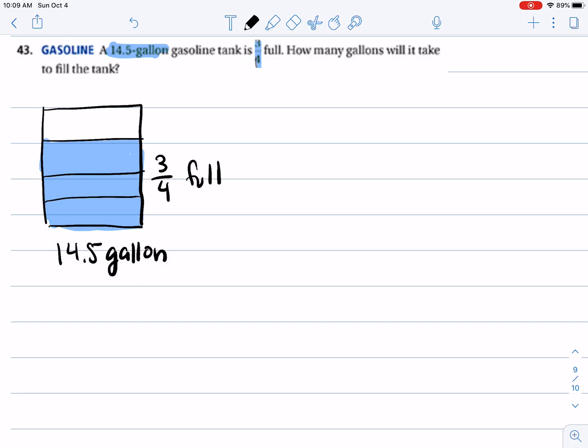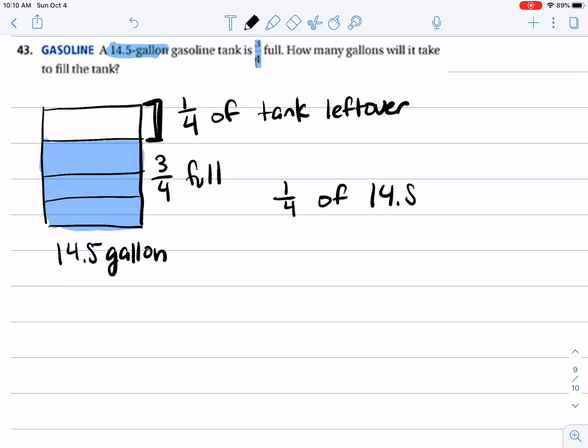They want to know how many gallons it would take to fill the tank. So how much is left over? I think the easiest thing for us to do is to realize that the empty space is 1/4 of the tank. That's how much of the tank is left over. So we are looking for 1/4 of 14.5 gallons.